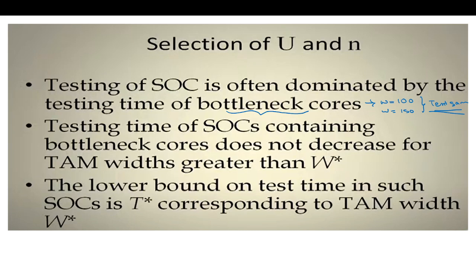But TAM widths of 100 and 150 are a little huge. Say 10 and 50. Testing time of SOC containing bottleneck cores does not decrease for TAM width greater than W star. The lower bound on the test time of such an SOC is T star, corresponding to the TAM width W star.